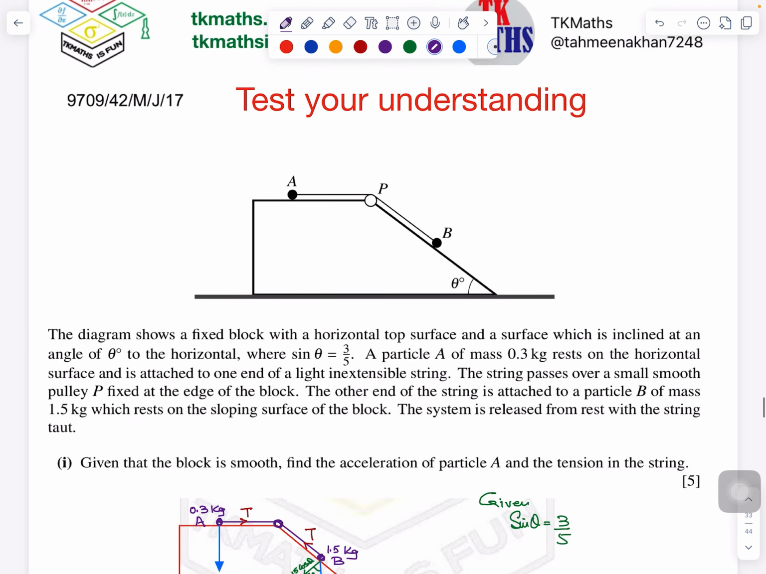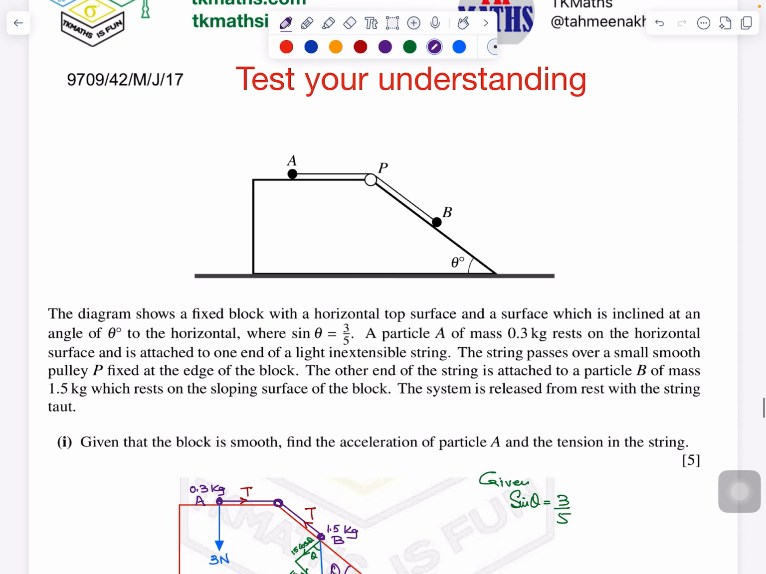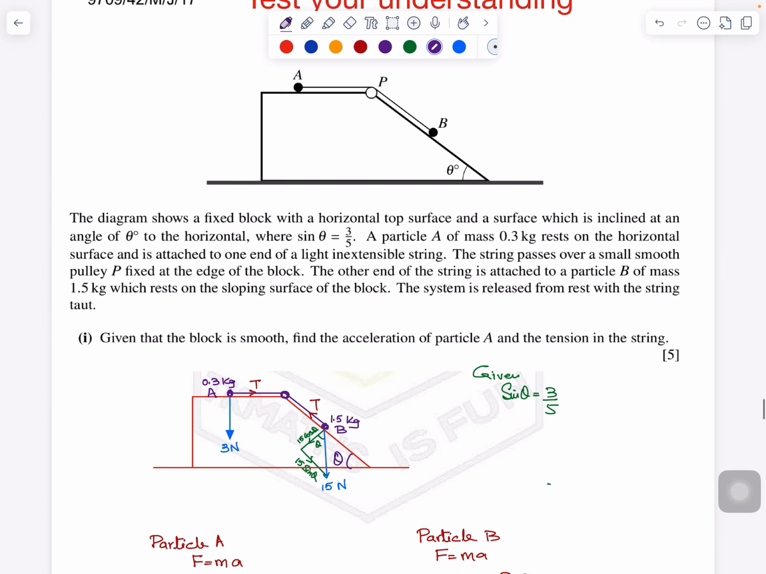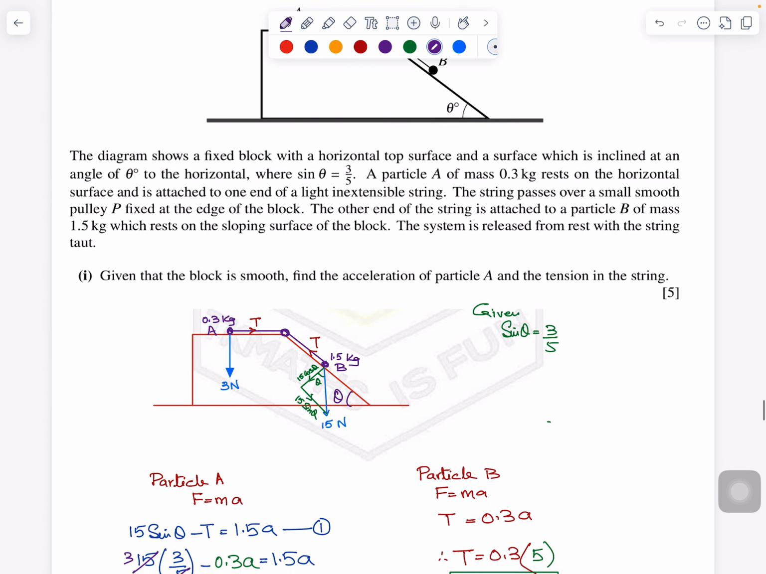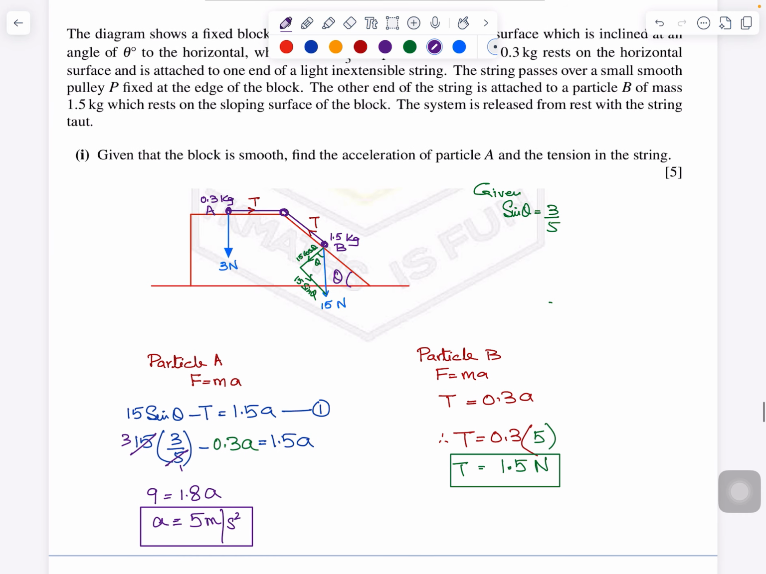Now it's time to test your understanding. This is the question. I have solved it, but you can put the video on pause and check your understanding. I'm going to show you the solution, but you check it after you finish it. So here is the solution and I'm sure you would have gotten it correct, 100% marks.